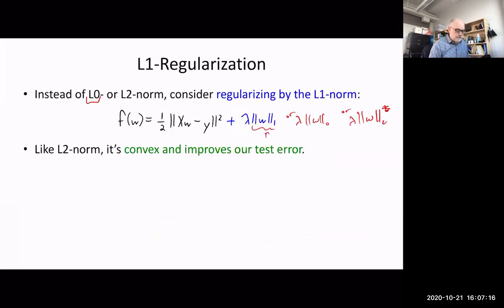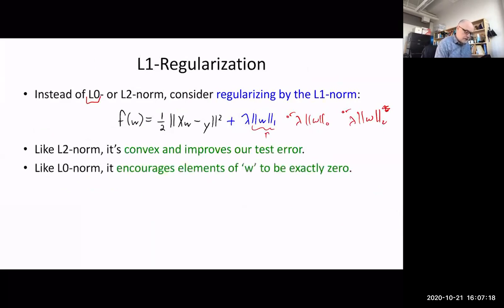Like the L2 norm, it's convex and improves our test error. In other words, this norm on W attempts to make the absolute value of the parameters small. And like the L0 norm, although this is not super obvious and we'll try to get to it, the L1 norm actually encourages weights to be exactly 0.